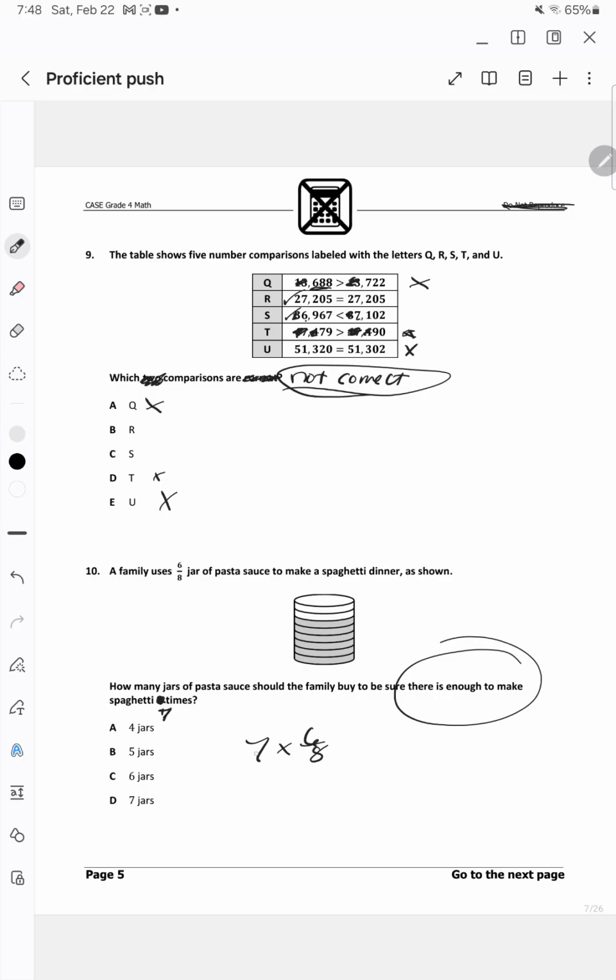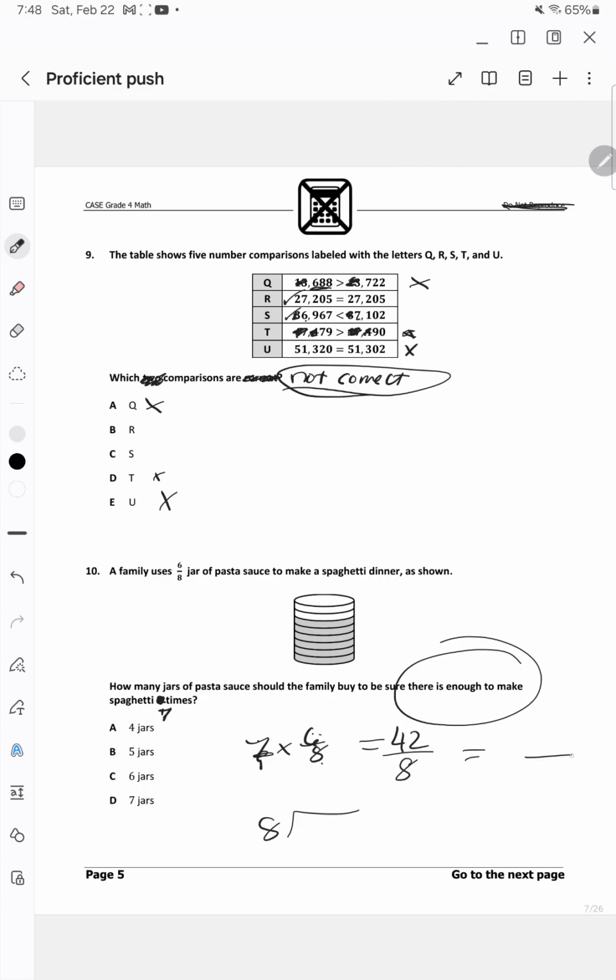Remember, rewrite your whole number with a denominator of 1, and then you just multiply straight across. Numerator times numerator, denominator times denominator. 7 times 6 is 42, and 1 times 8 is 8. Now you would have to do long division. And out of long division, I would say 8. Like if you were to turn into a mixed number, right? We're making a mixed number.